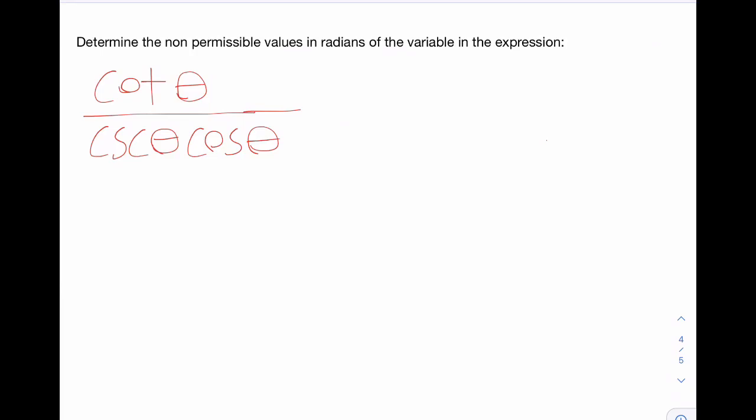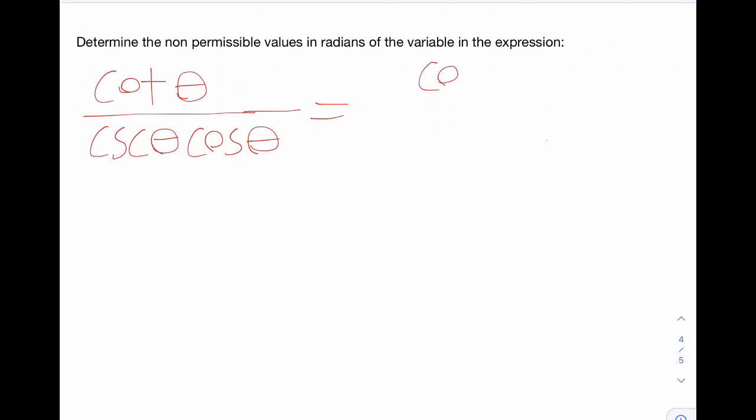Alright guys, so here's our last question. We have to determine the non-permissible values in radians of the variable in the expression below, which is this. Okay guys, so the first step is to change everything into sine or cosine. So let's do that.